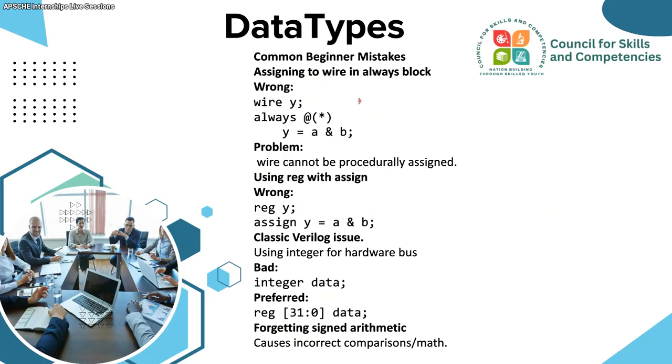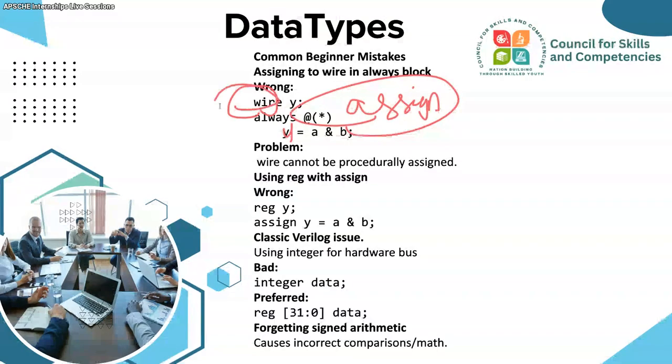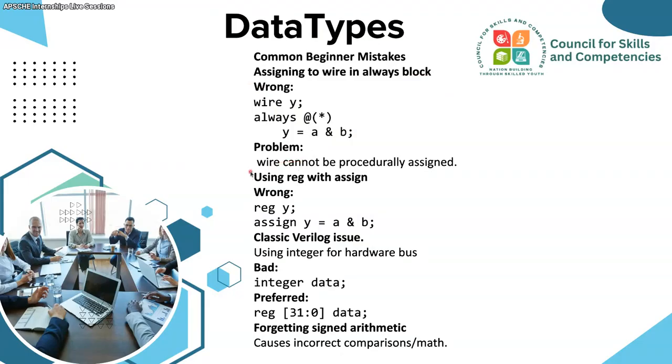So what are the mistakes we will make? When we try to use wire, we will go for an always combinational block. No, when it is a wire, you have to use assign only. Wire cannot be procedurally assigned. Try to make a note of it. Using reg with assign is the opposite: we will create a variable with the reg data type, and we will use assign. So that is one thing.